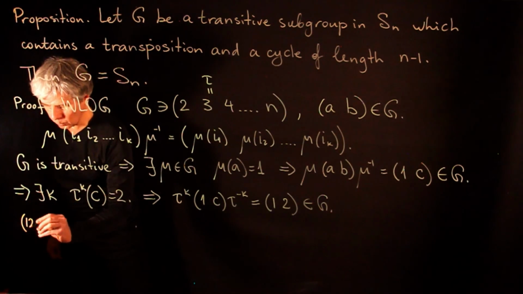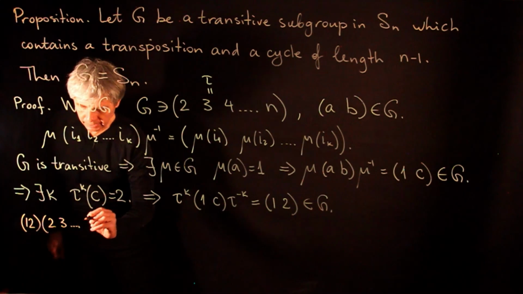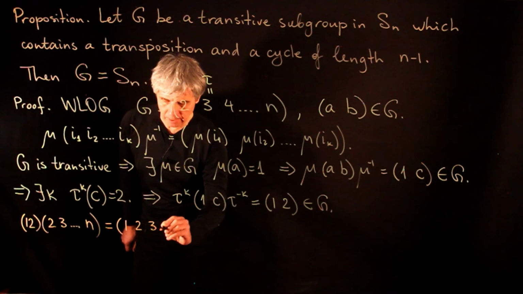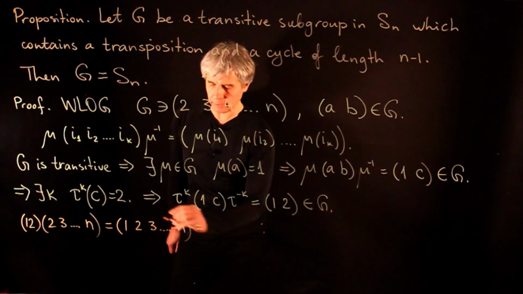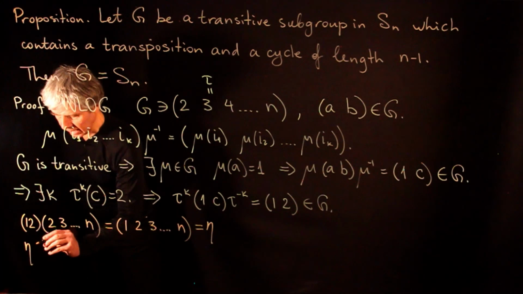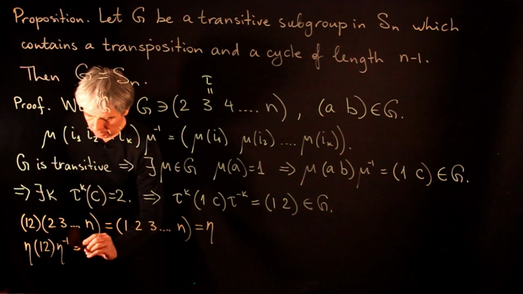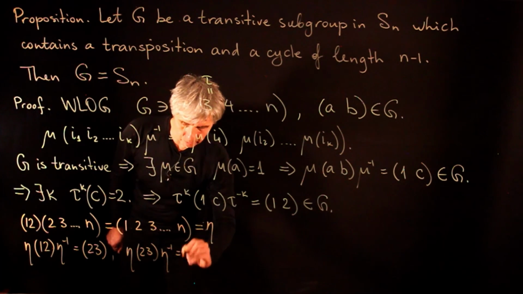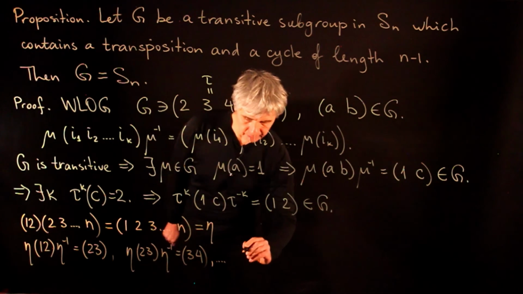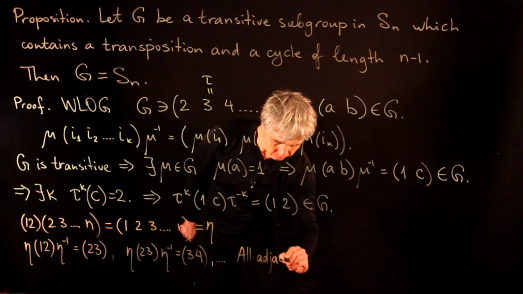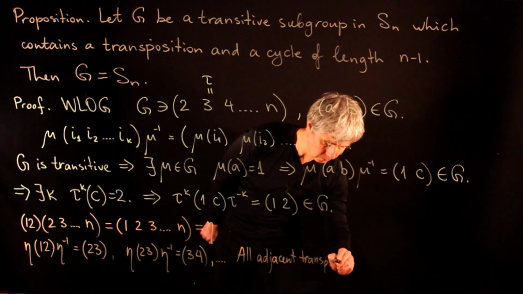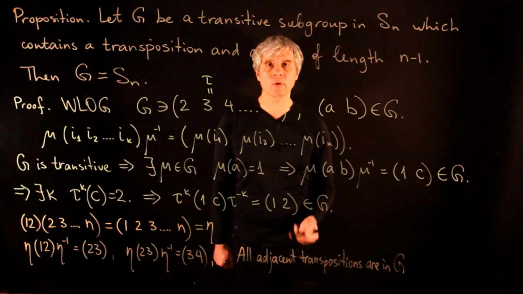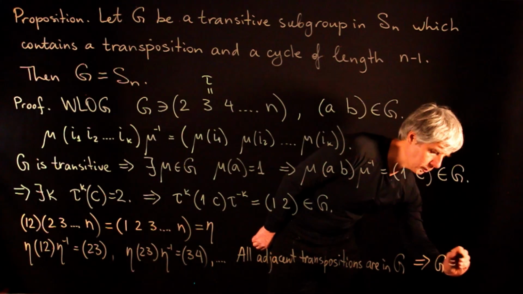If we multiply now 1, 2 with permutation 2, 3, n, then this product can be easily checked to be equal to the n cycle. 1 goes to 2, 2 goes to 3, 3 goes to n, and n goes to 1. So let us call this n cycle eta. Then if we conjugate with eta the transposition 1, 2, then the result will be transposition 2, 3. If we conjugate 2, 3 with eta, we will get the transposition 3, 4, and so on. So what we see is that all adjacent transpositions are in G, but adjacent transpositions generate the whole symmetric group. So this tells us that G is equal to Sn.